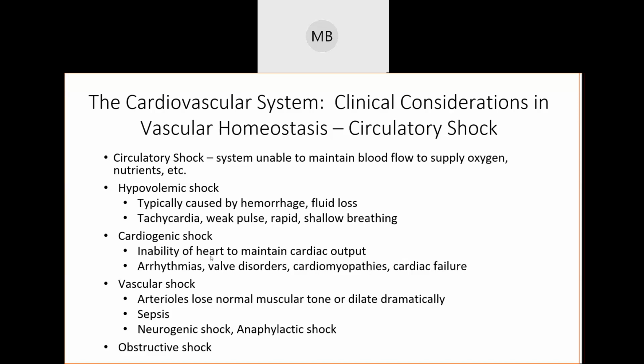Right? There is cardiogenic shock, which is the inability of the heart to maintain the cardiac output that your body needs. Things that will affect this would be valve disorders, arrhythmias, cardiomyopathies, cardiac failure, all the stuff we talked about when we were discussing the heart in your mini heart unit. Right? Vascular shock means your arterioles lose the normal muscular tone or dilate dramatically, right? That means your arterioles are no longer controlling the same level of blood pressure that they used to, and they're just permanently stuck open, for lack of a better term.